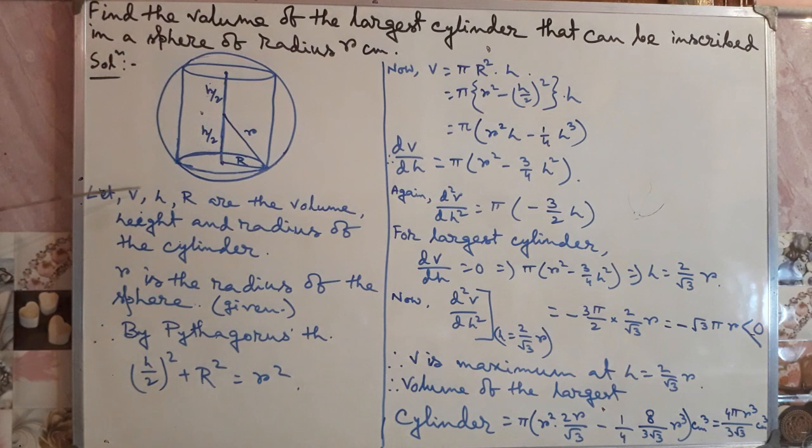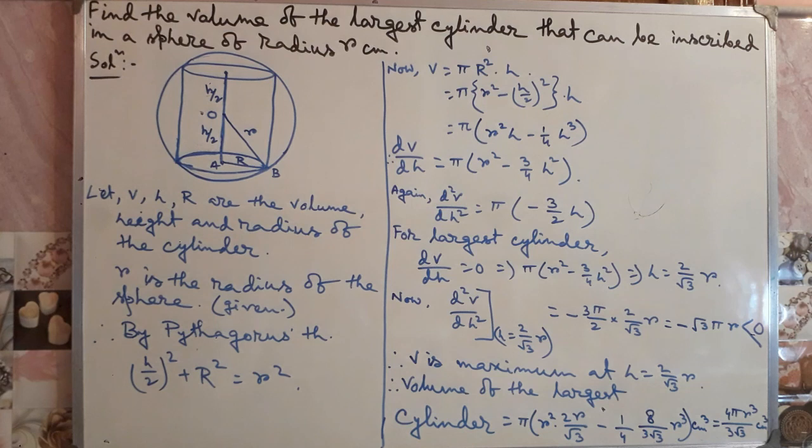The volume of the cylinder we took as V. So V is the volume of the cylinder, h will be the height of the cylinder, and capital R is the radius of the cylinder. It is given that small r is the radius of the sphere.